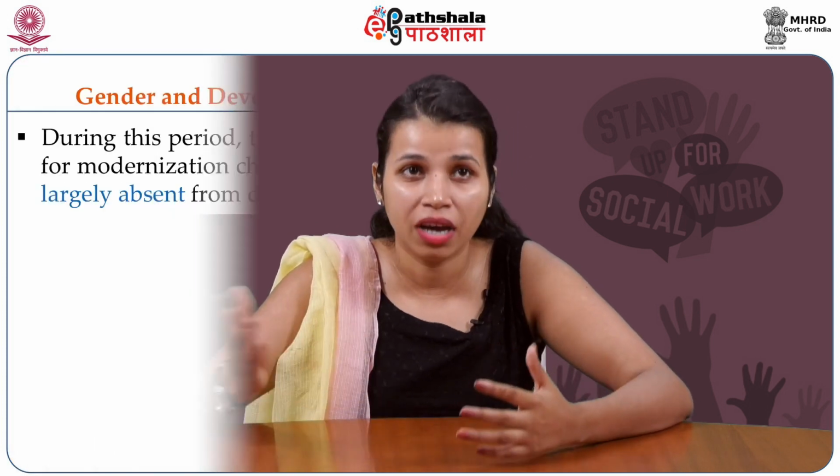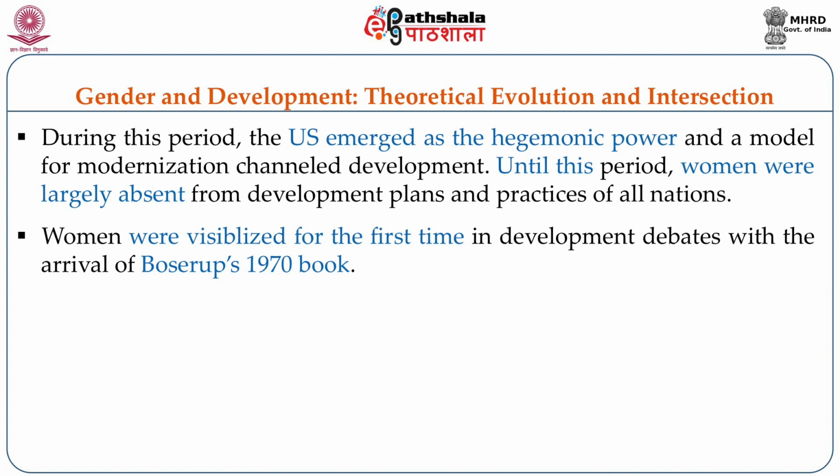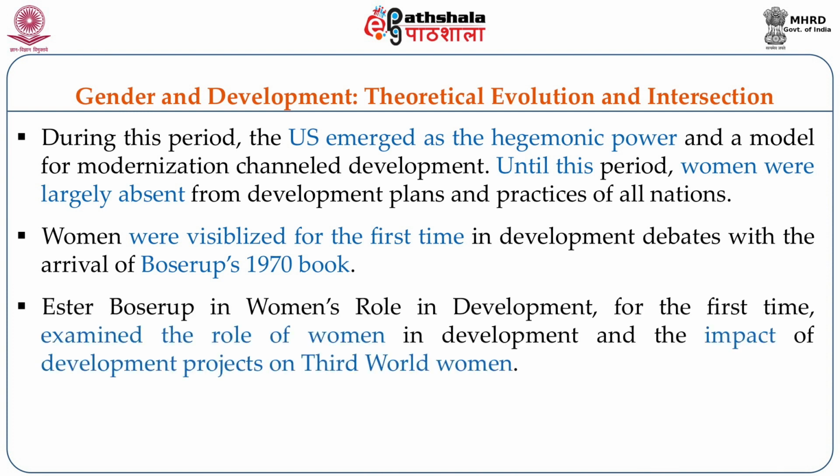During the 1940s, 50s and 60s, this modernization theory was the primary approach with which development was aimed at. And during this period, the US emerged as a major hegemonic power, and the United States became a model for development. Everybody wanted to adopt the same model to develop their own countries. Women, however, were invisible until now. They became visibilized in development debate or development discourses only after the arrival of Boserup's book in 1970. The book, Woman's Role in Economic Development, for the first time examines the role of women in development and the impact of development projects on third world women.